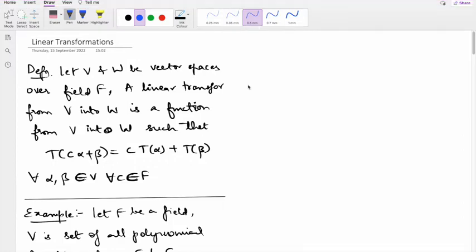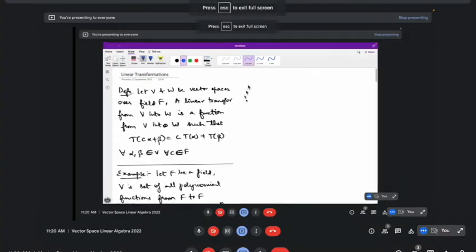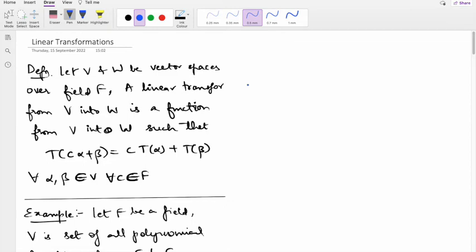eigenvectors and eigenspaces, sort of a definition. Defining these linear transformations: let V and W be vector spaces over the field F. So we have two vector spaces over the same field F. This is important. A linear transformation from the vector space V into W is a function from V into W such that this is true.